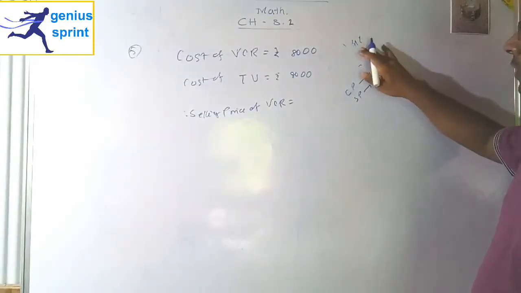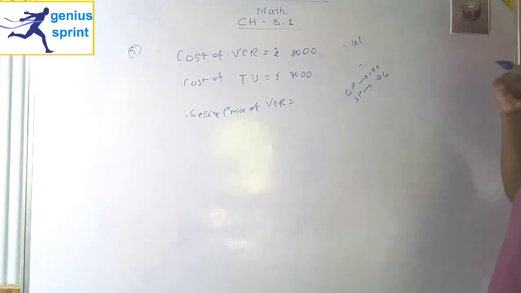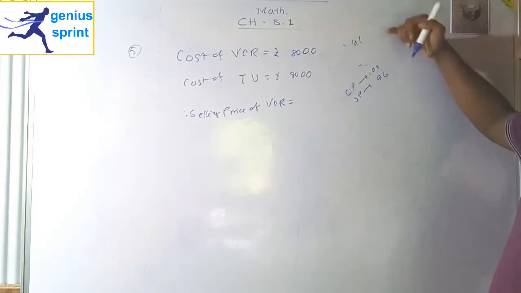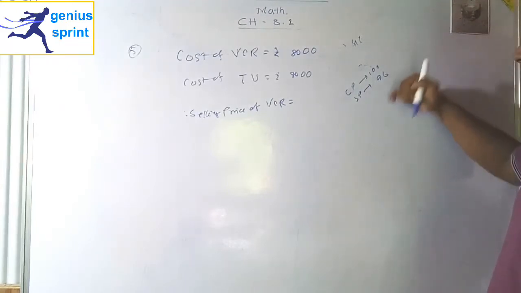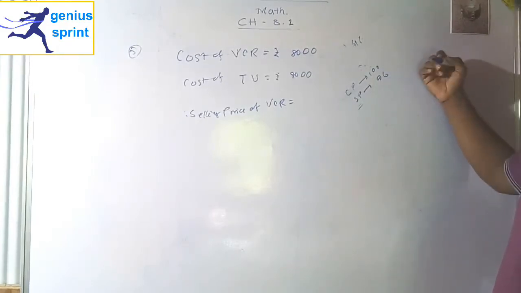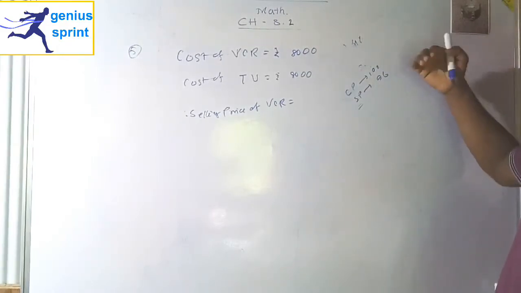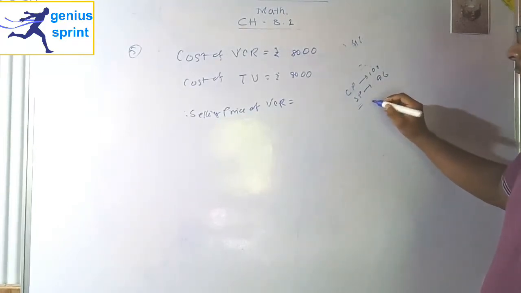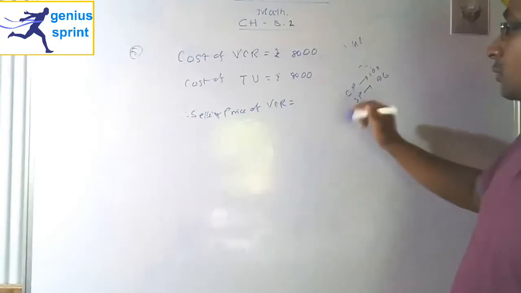After giving this 4% loss, what would be his loss? That means if the cost of an article is rupees 100 and he gave this 4% loss, then he has to sell it at rupees 96. Then 96 minus 100 becomes 4, so out of 100 it is 4, that means 4% loss. So we have to calculate the selling price.